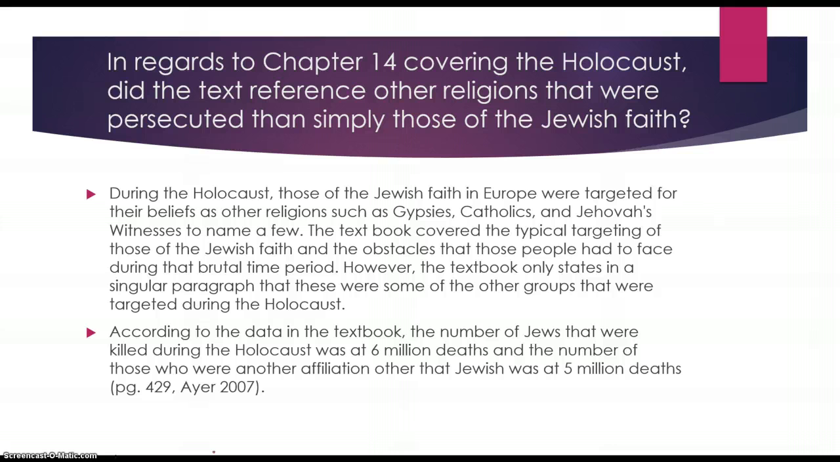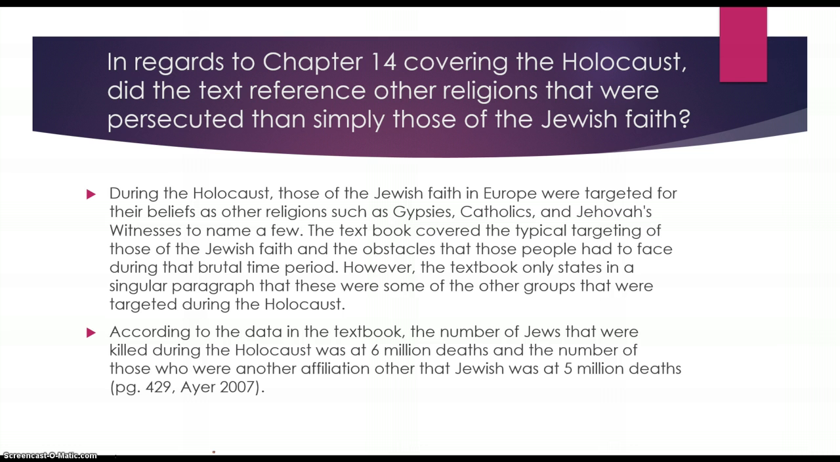The final question that I wanted to address in my analysis was in regards to Chapter 14 covering the Holocaust. Did the text reference other religions that were persecuted rather than simply those of the Jewish faith? During the Holocaust, those of the Jewish faith in Europe were targeted for their beliefs, as well as other religions such as Gypsies, Catholics, and Jehovah's Witnesses, to name a few. The textbook covered the typical targeting of those of the Jewish faith and the obstacles that those people had to face during that brutal time period.